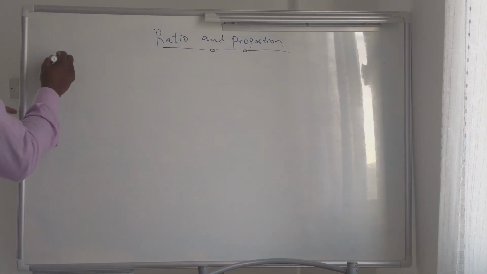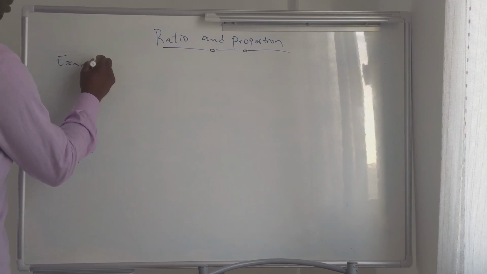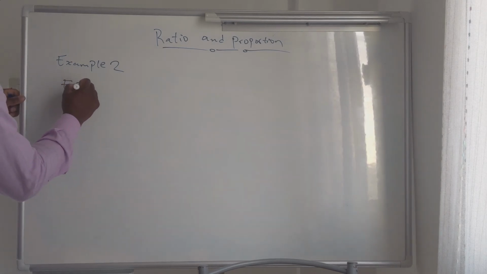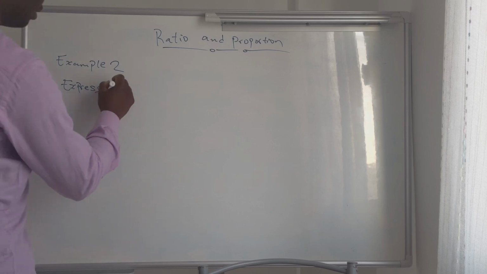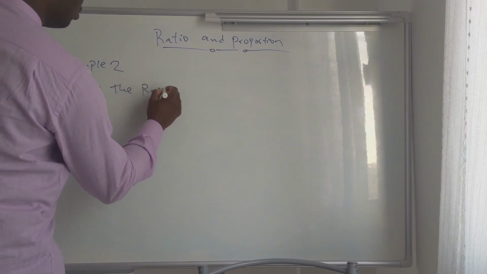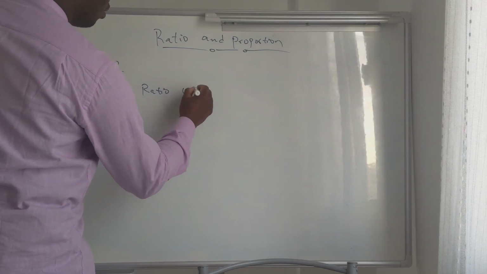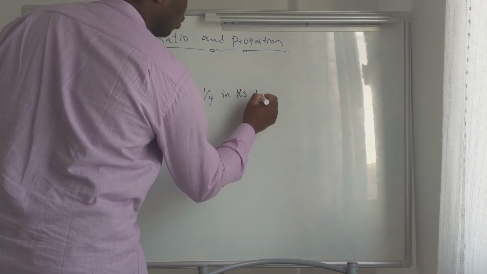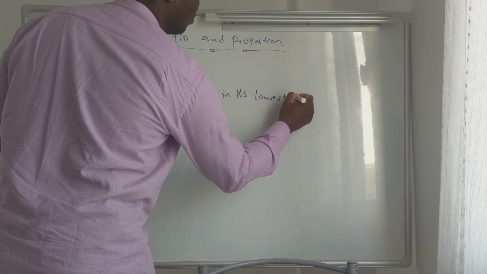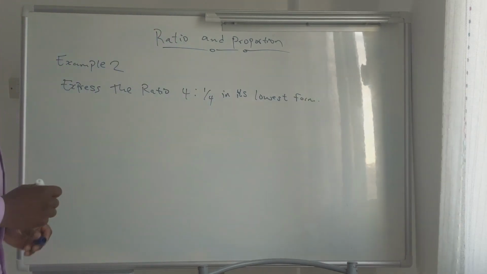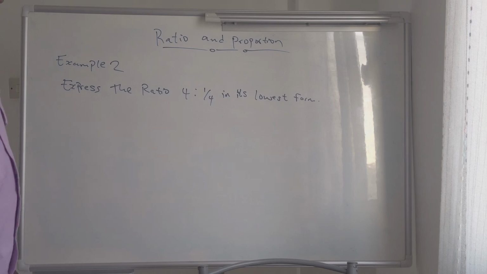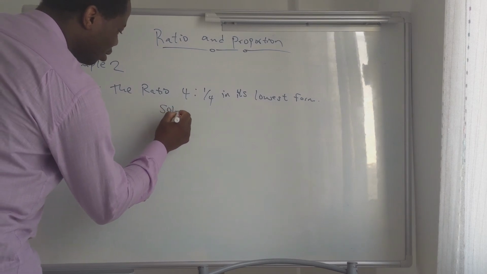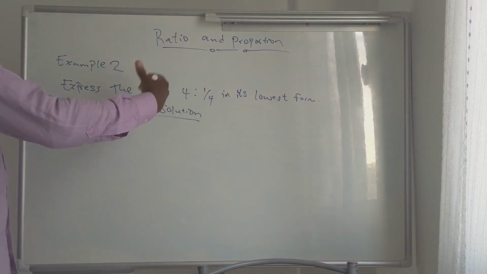Now example 2. We are told to express the ratio of 4:1/4 in its lowest form, or in its lowest term. So for us to be able to solve this, we can express this in fraction.